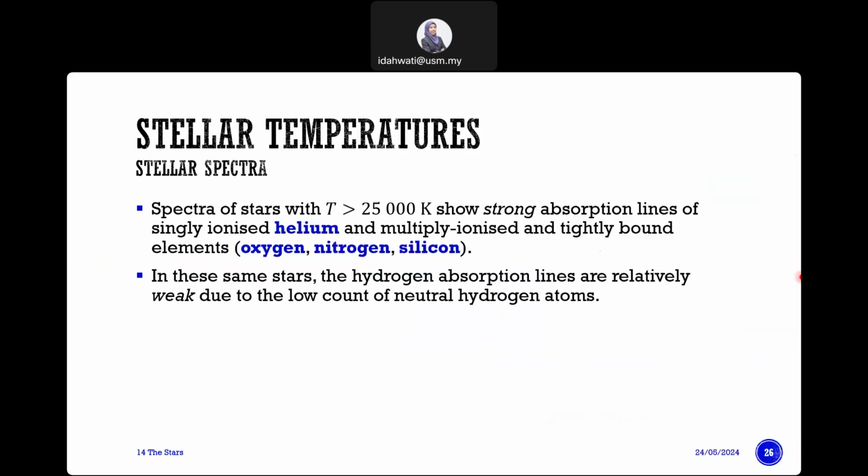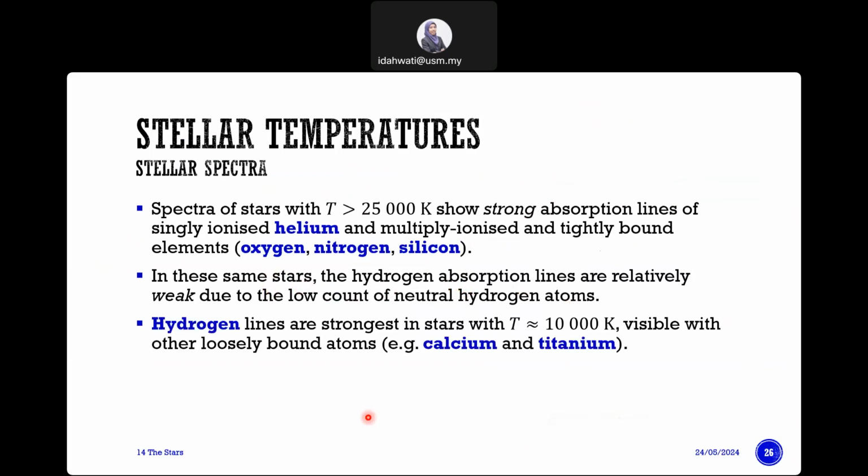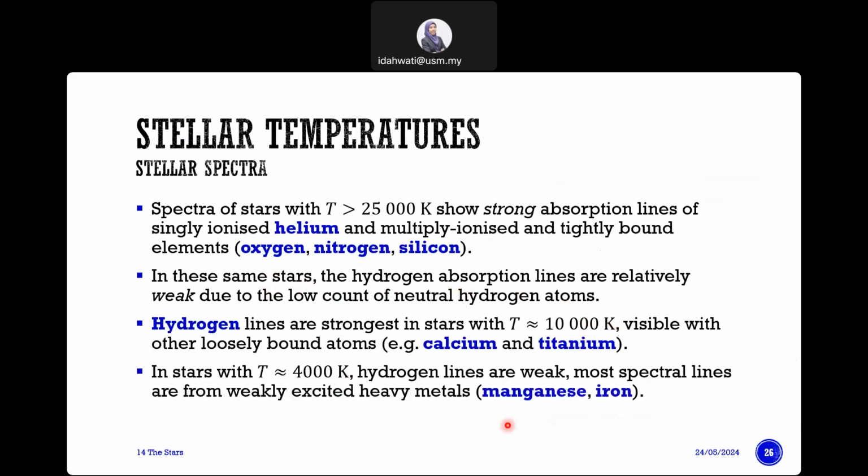Okay, spectra with more than 25,000 Kelvin will show the strong absorption lines of ionized helium and multiply ionized, tightly bound elements, which are these three: oxygen, nitrogen, and silicon. Hydrogen lines are strongest in stars with a temperature of about 10,000 K. This one is for calcium, for example calcium and titanium, and approximately 4,000 K is hydrogen lines.